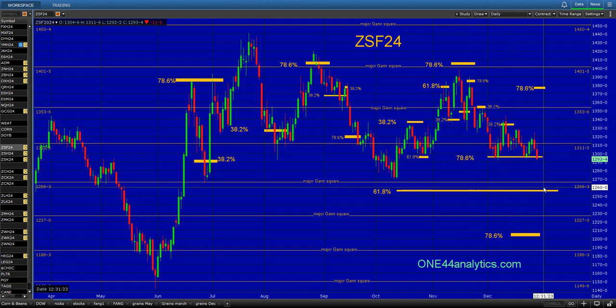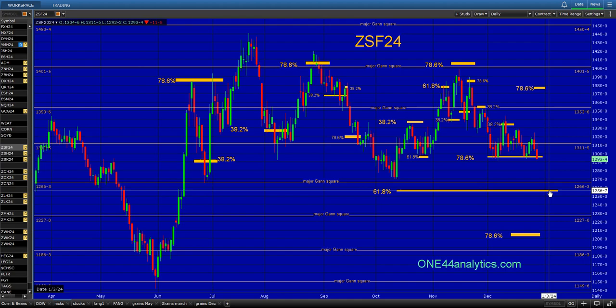After that, if this doesn't hold here, we'll be looking for this area between the 1266 quarter major Gann square and then a major retracement here based on the May low, July high, 61.8.